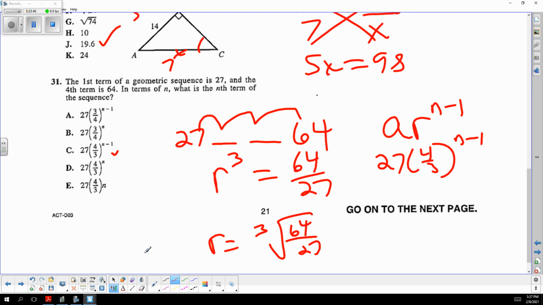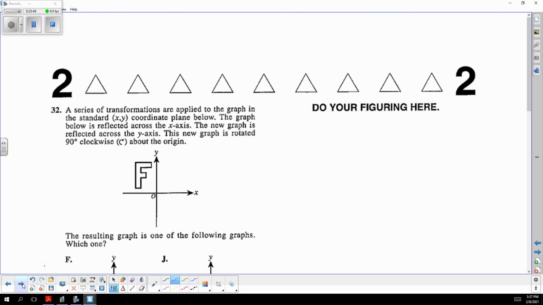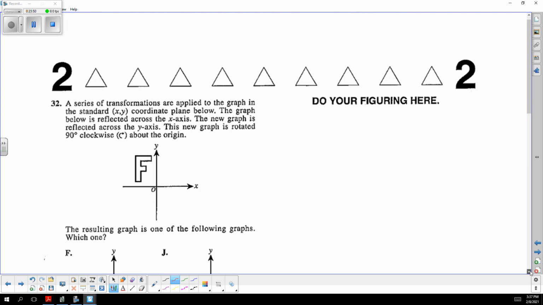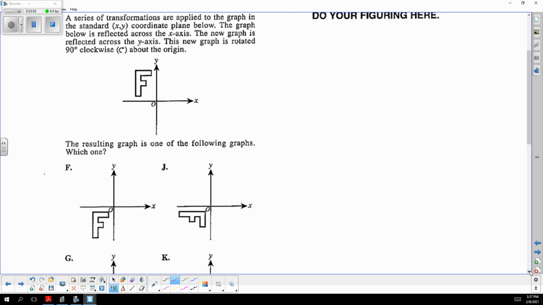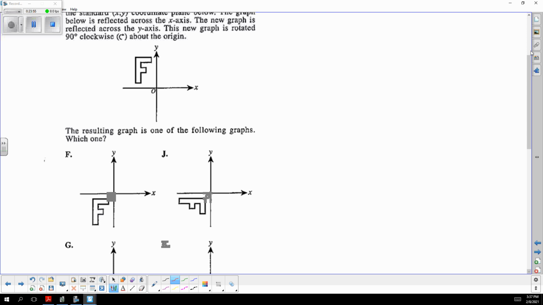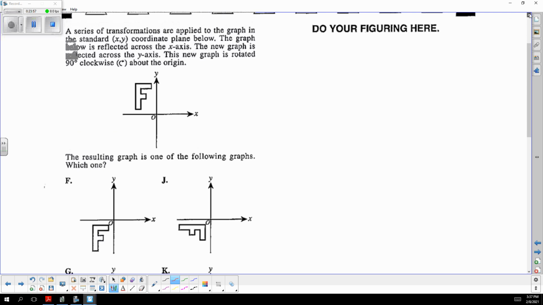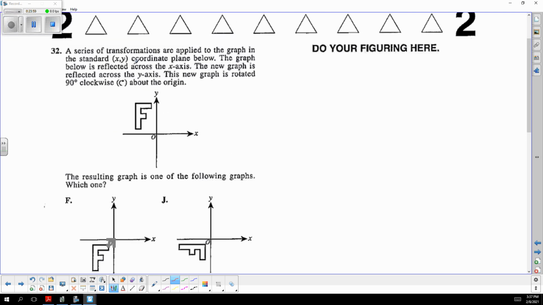Tough one. They haven't used the formula before. What I ended up doing with this one is it flips over, it's flipped over across the x-axis, so that makes it do what? This, huh?